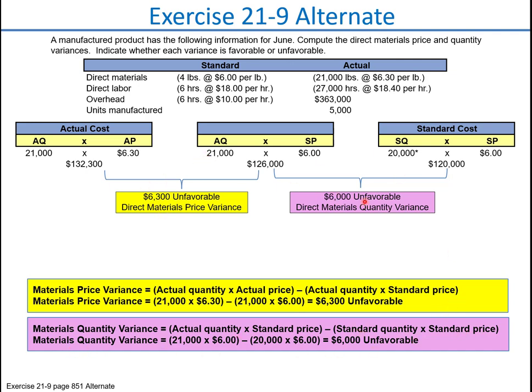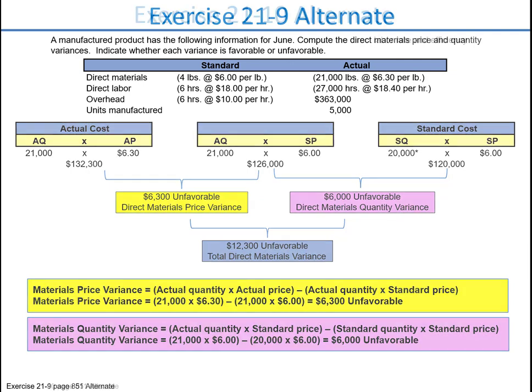When you have two variances that are the same, meaning either both are favorable or both are unfavorable, then you add them together. If they're different, then you subtract. The 6,300 unfavorable plus the 6,000 unfavorable gives us a total of 12,300 unfavorable.